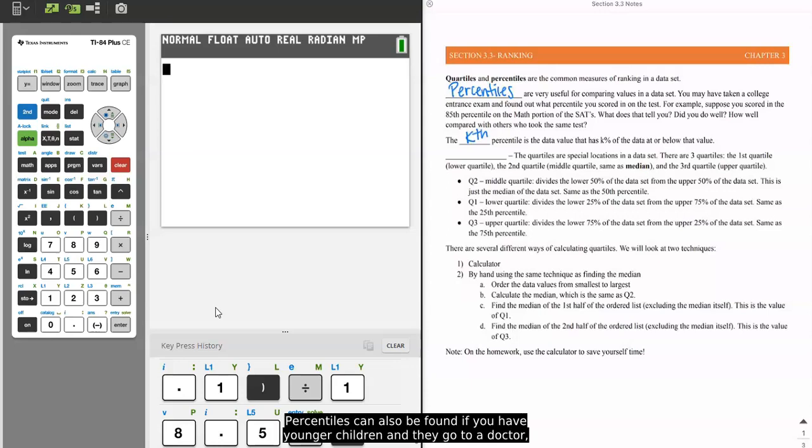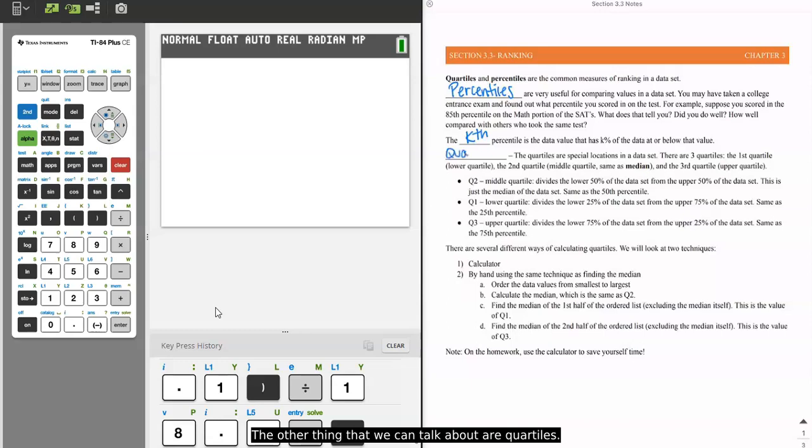Percentiles can also be found if you have younger children and they go to a doctor. A lot of times they talk about the percentiles of their height and weight, and so they compare it to other kids that age, sort of where they measure up. Are they on the lower end, middle, or high end? So the other thing that we can talk about are quartiles.